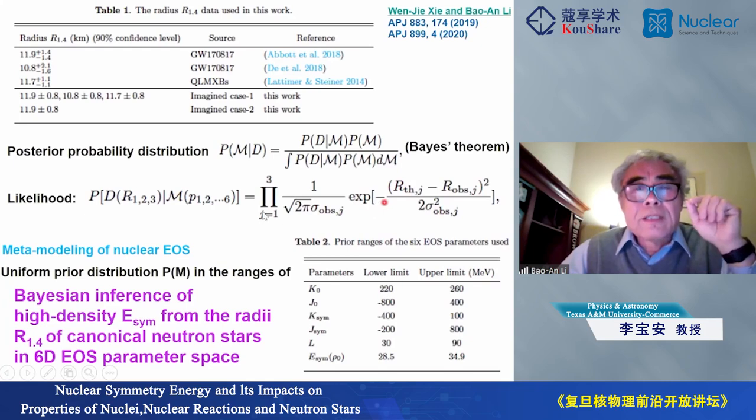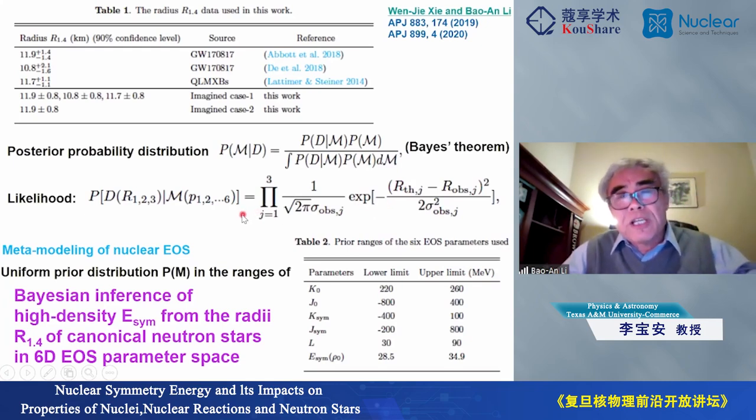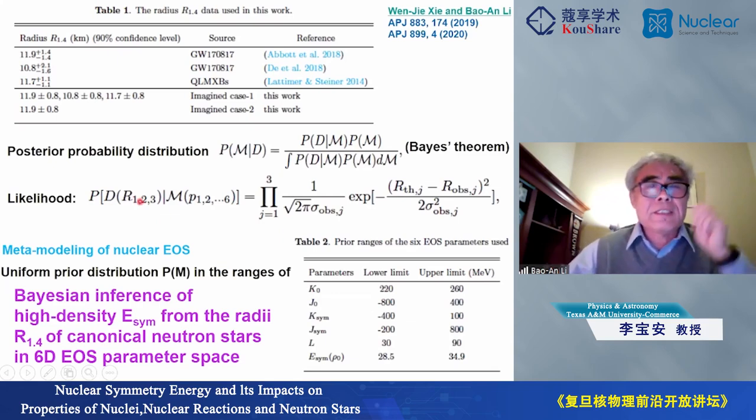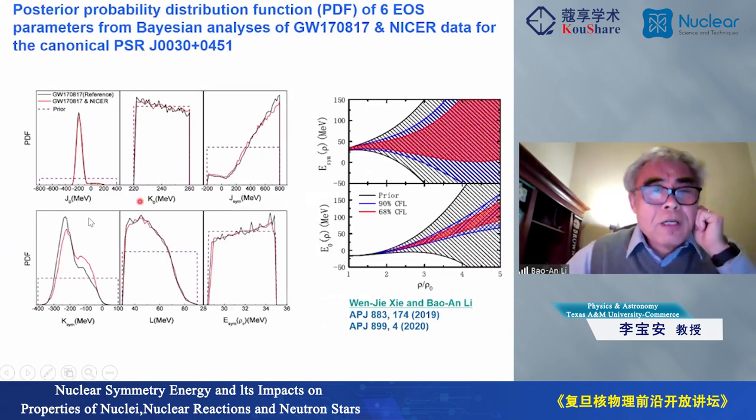From here, you go through a Markov chain Monte Carlo process to generate many steps. At each step, with each parameter set of the equation of state, what's the probability to reproduce the observational radius? From this kind of Bayesian analysis, we can infer the posterior probability distribution functions of, say, J0, K0, and the magnitude of the symmetry energy. So here we have two examples. One uses only the gravitational wave data from the first neutron star merger.